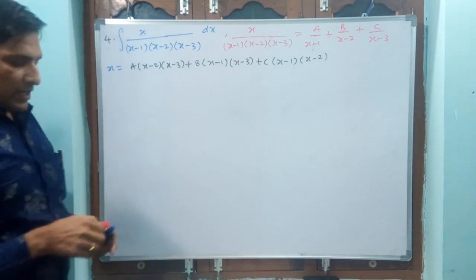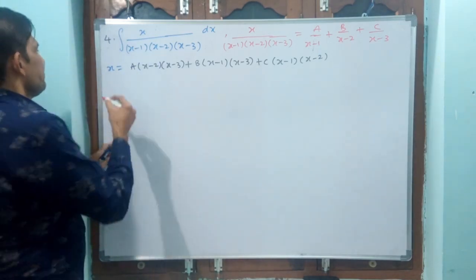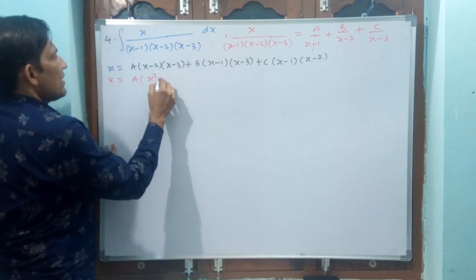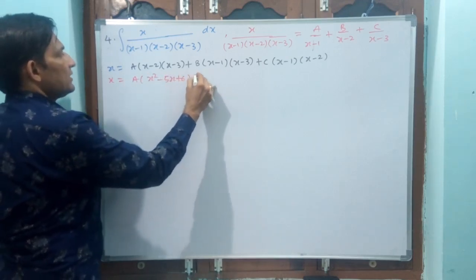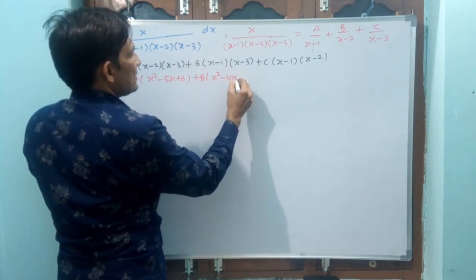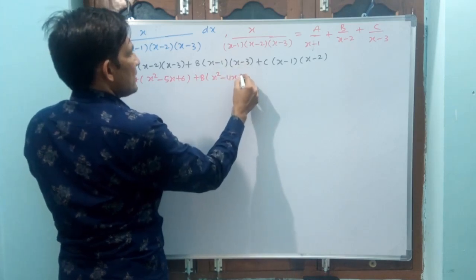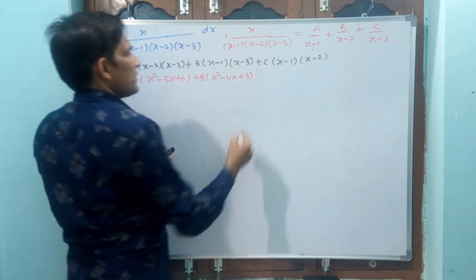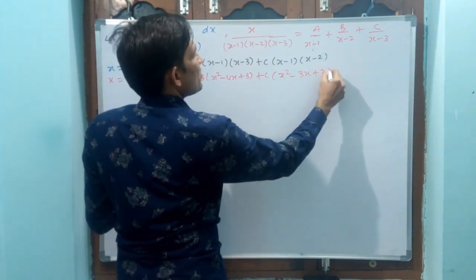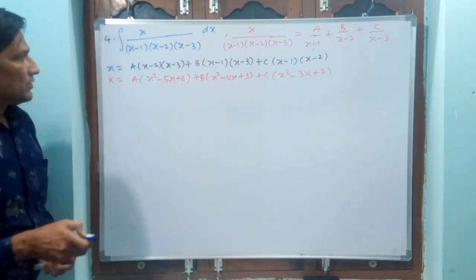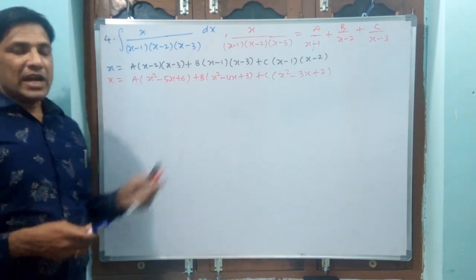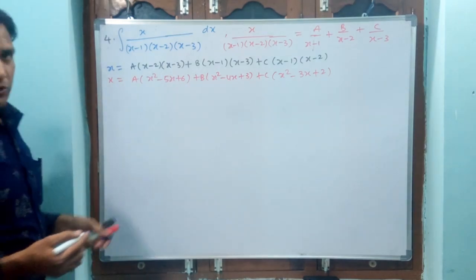Okay? Then further you expand it. x is equal to a into, you see, x square minus 5x plus 6 plus b into x square minus 4x plus 3, because minus 3x minus x is minus 4x. Okay, plus c into x square minus 3x plus 2. See, here also x square is there, but x square coefficient is not available. Even constant is also not available. Okay, here two equations are going to become 0.